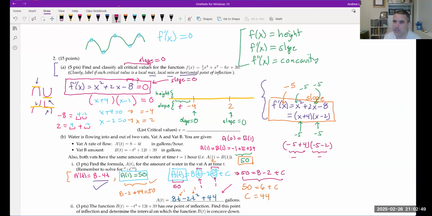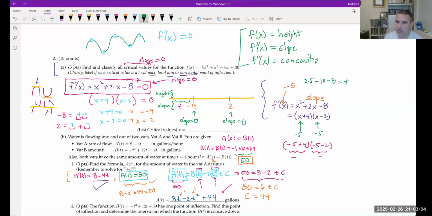You could also just have plugged it into the original one and we would have gotten, what would we have gotten? We would have gotten, plugging in a -5 here is 25. Plugging in -5 here is -10 minus 8. I also see that's positive.